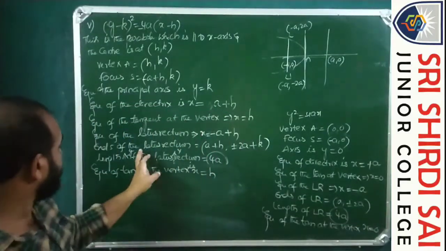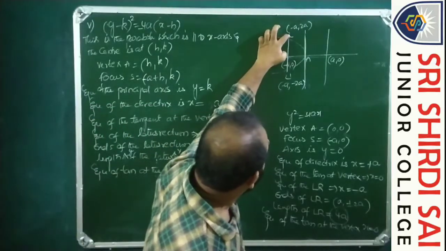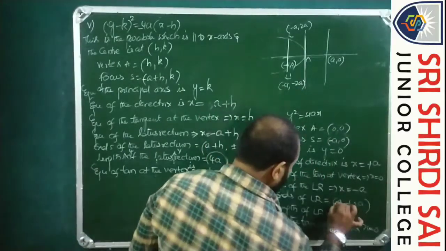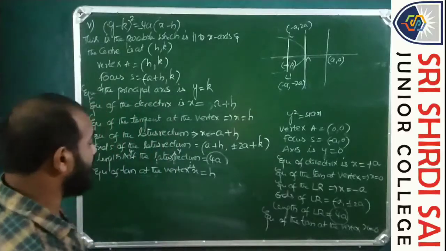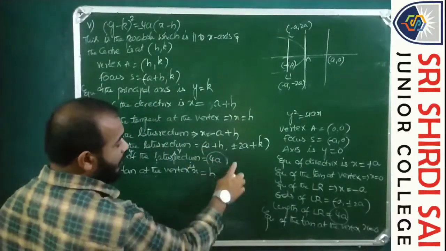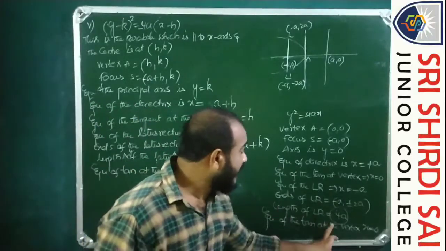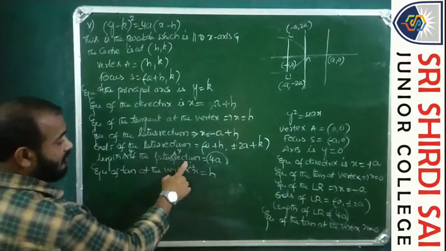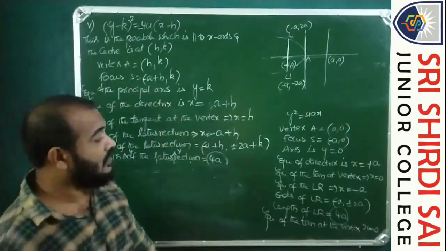Ends of the latus rectum is minus a comma plus or minus 2a. Here minus a plus h comma plus or minus 2a plus k. And length of the latus rectum is 4a. Here also it won't be changed. The length of the latus rectum is 4a. So these are the things.